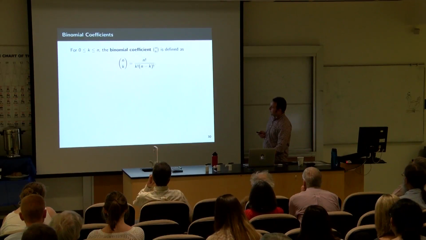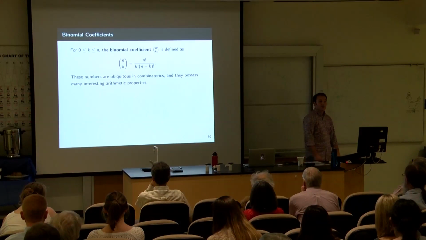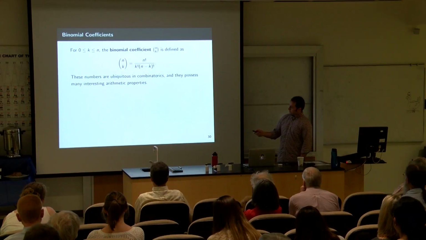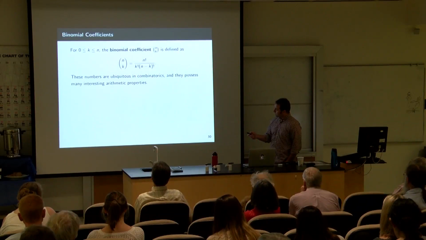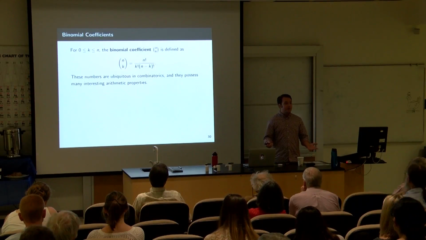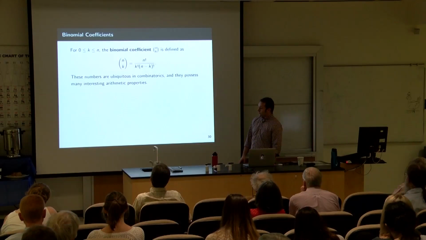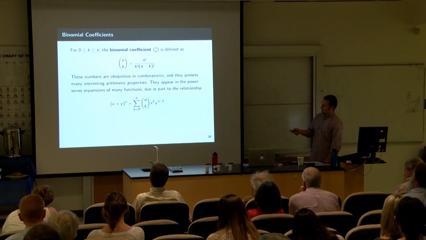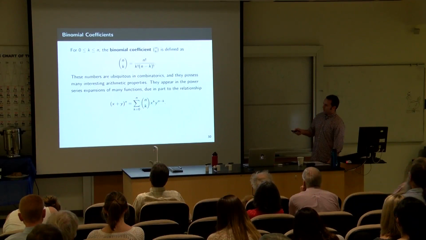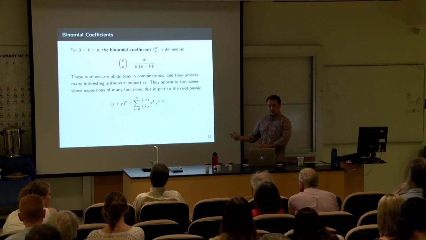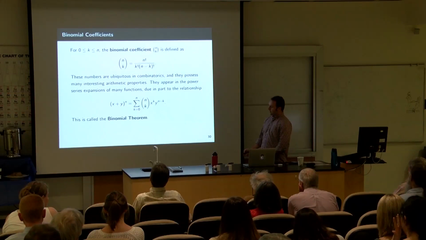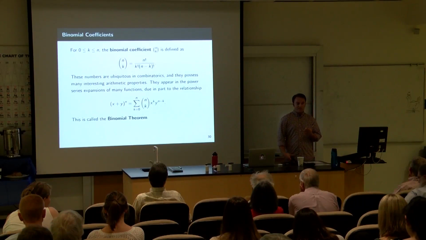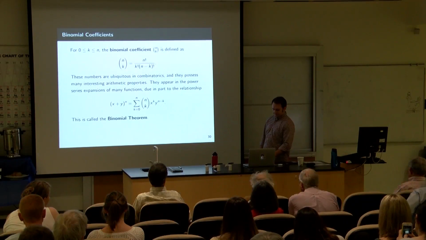Now these numbers are everywhere in combinatorics classes when you're counting things. They also have many interesting arithmetic properties, and they come up in power series frequently. And one of the reasons that's true is because of this relationship here, where if you expand x plus y to the n power, you get this sum involving binomial coefficients. And this has a name. This is the binomial theorem. Now, for reasons like this, you see binomial coefficients appearing in a lot of power series.